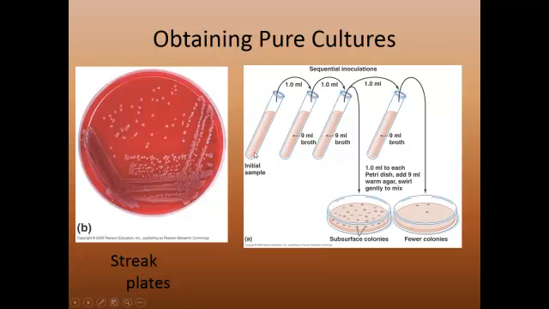We take the initial sample, of which we know there's way too many to be able to get individual colonies. So what we do is we do sequential inoculations into sterile broth at known volumes. So we take the initial sample, we take 1 ml of it, put it into 9 mL. We call that a 1 to 10 dilution. We do that again, we got another 1 to 10 dilution, and then we take that and we spread it on the surface of the plate.